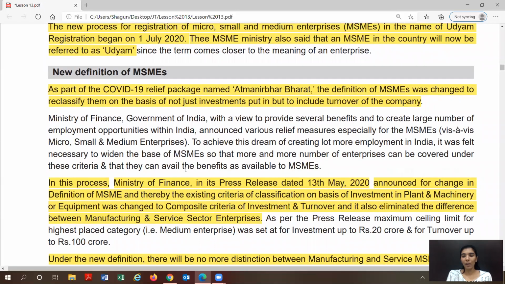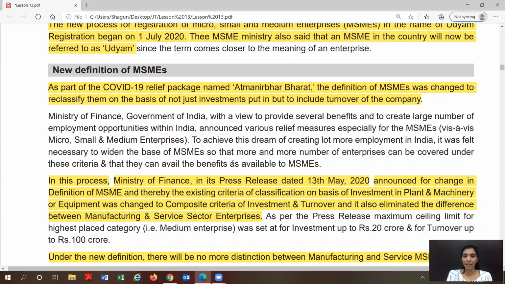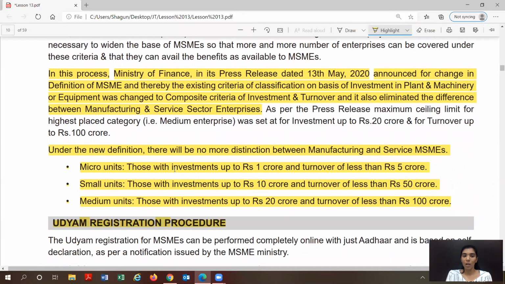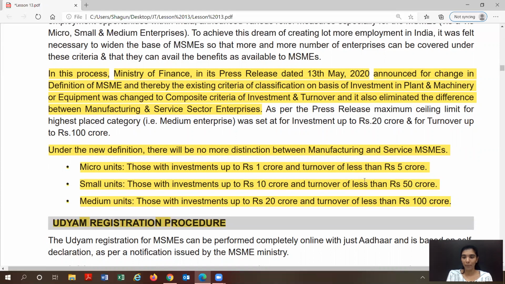During this COVID period, a new definition of MSMEs has been introduced, and this definition makes the categorization into micro, small and medium units based on the investment and turnover. So for those businesses, if investment is up to 1 crore and turnover is less than 5 crore, you will be called micro units. Small units, if your investment is up to 10 crore and turnover is less than 50 crore. And medium units, if your investment is up to 20 crore and turnover is 100 crore. You have to remember these important definitions.